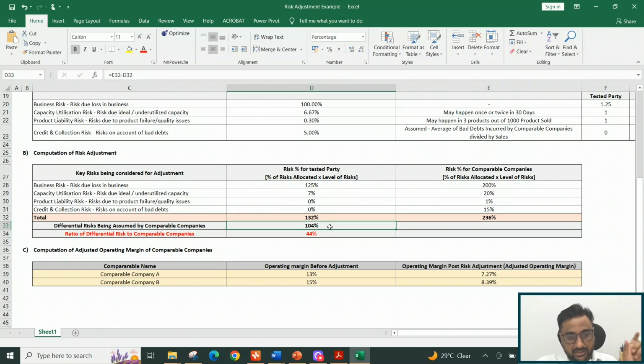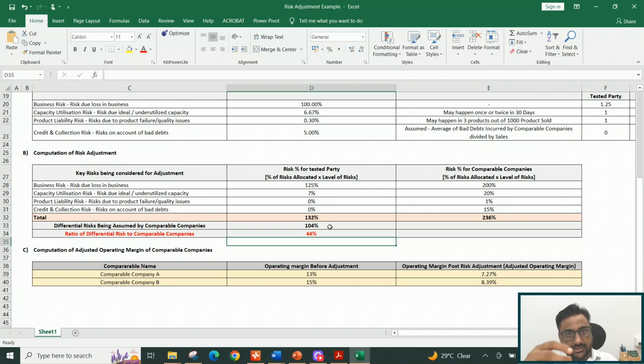So that's a differential percentage which the comparable companies are facing. If I convert that into a comparable, the comparable companies are facing 104% higher risk compared to the tested party. This 104% is the difference between the risk being faced by the tested party and the risk being faced by the comparable companies. I have divided 104% by the entire risk faced by comparable companies, 236%, because I need to adjust their margin, and appropriately I have arrived at 44%. Correct?